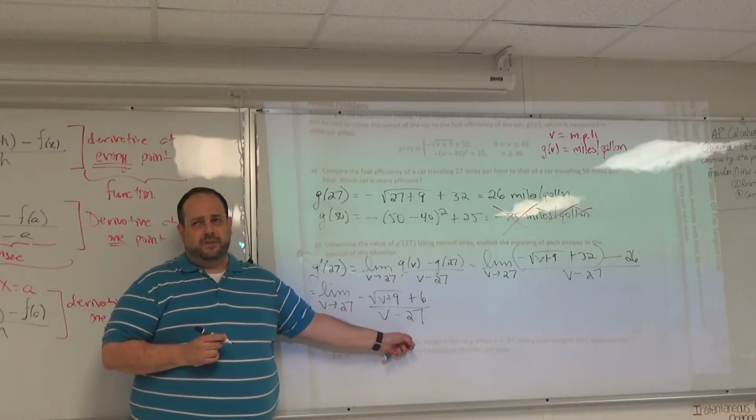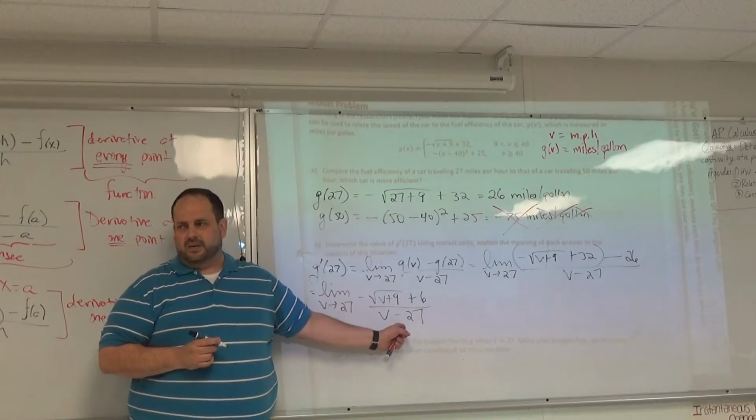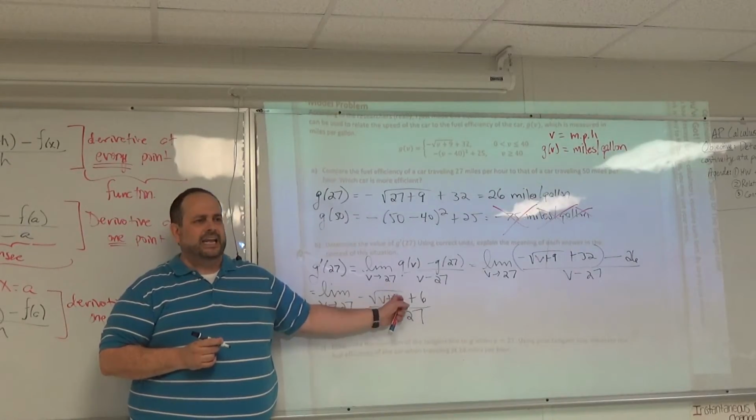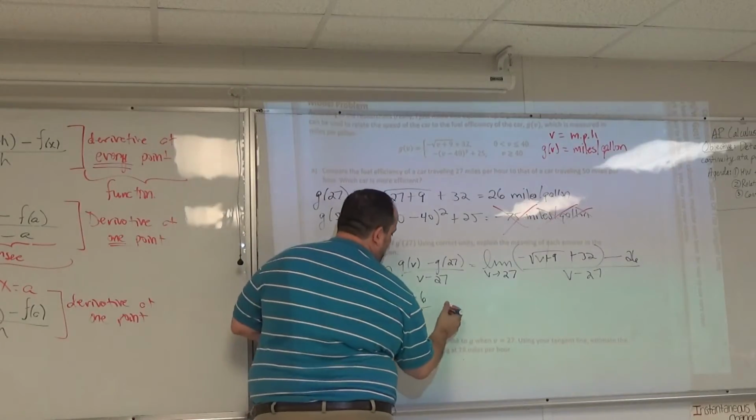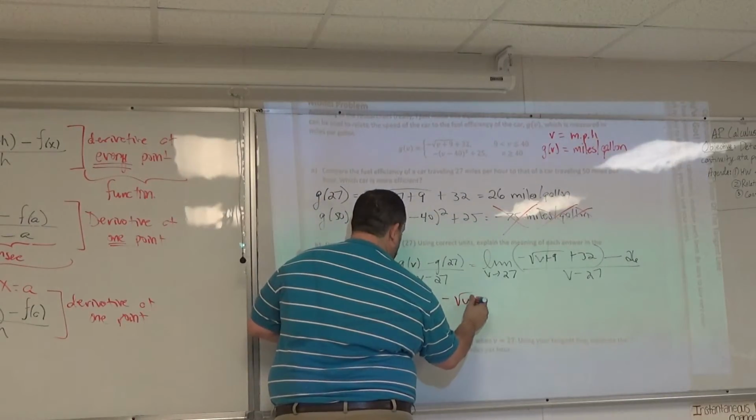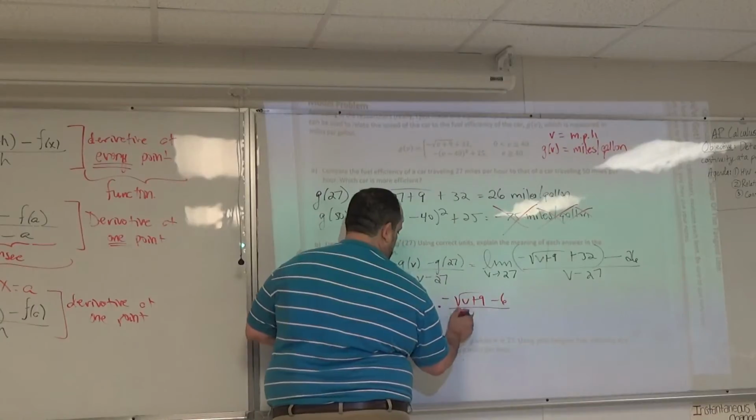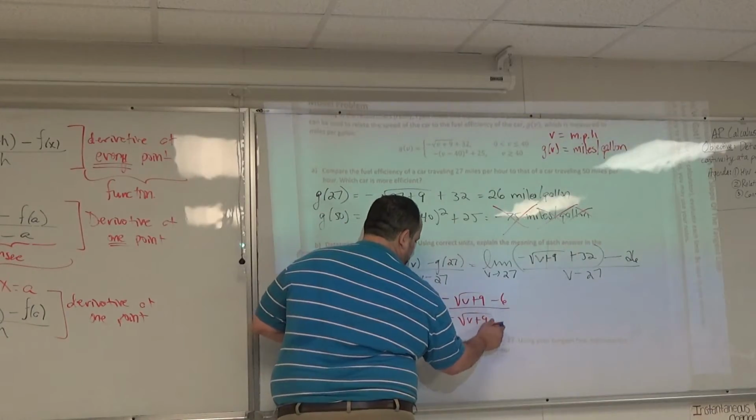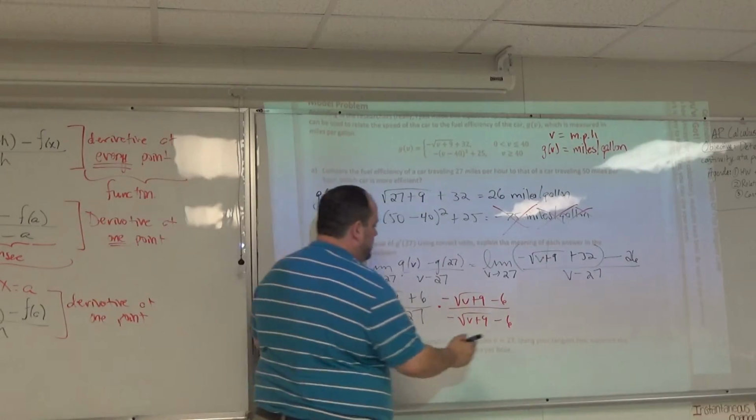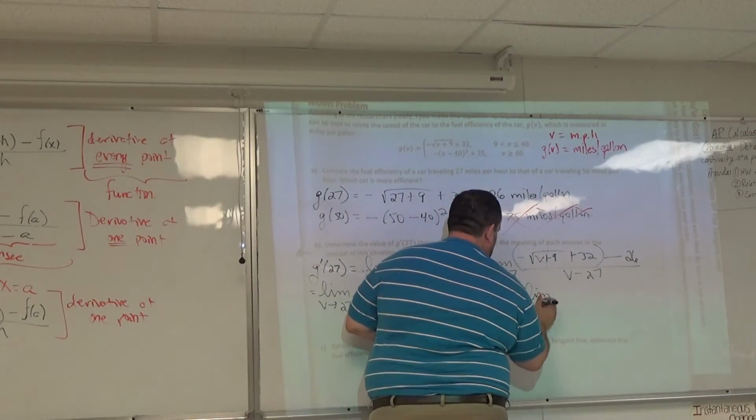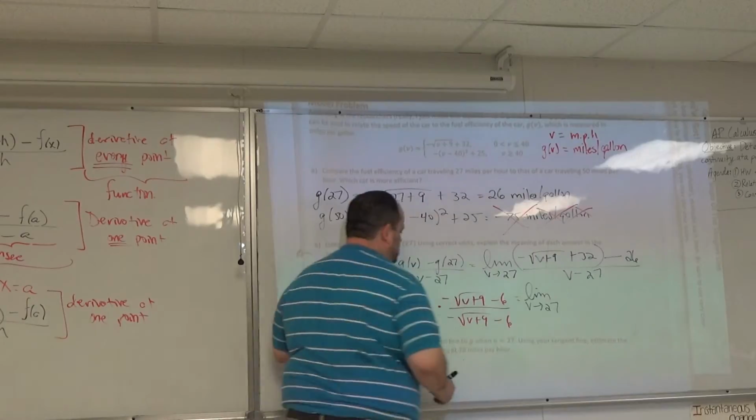Looking at what I'm working with here, I don't know that I'm going to try to factor using a difference of squares. It's not going to cancel with what's in the numerator. So I am going to go back to my old favorite, multiply by the conjugate: negative square root of V plus 9 minus 6, over negative square root of V plus 9 minus 6. If I do the limit, it's the limit as V approaches 27.